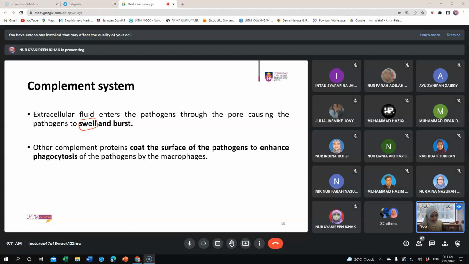So other complement proteins coat the surface of the pathogen to enhance phagocytosis. How does the process enhance phagocytosis? By binding to the surface of the pathogen, the complement system can inactivate the pathogen, for example. Once the pathogen is inactivated, it cannot move, for example, then the macrophage can come and engulf it. Like that.